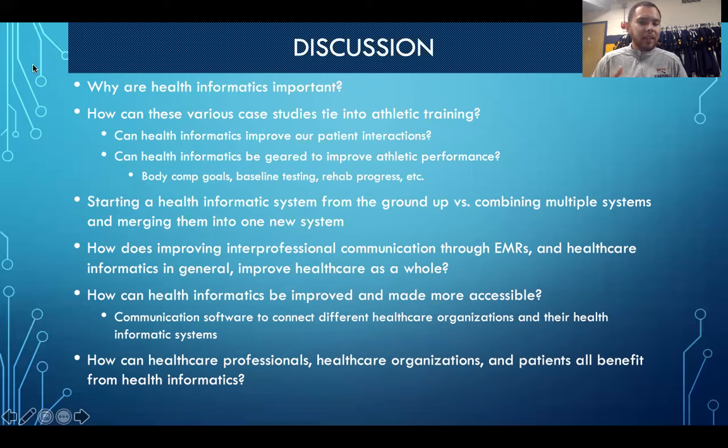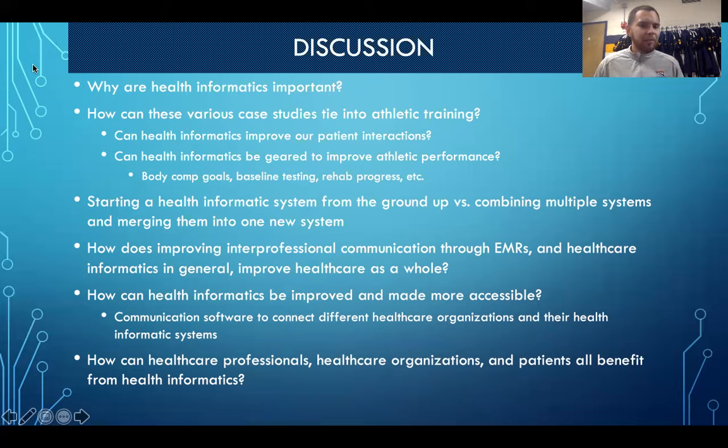How can these various case studies tie into athletic training? That's a very good question. Everything that I've been talking about so far has had to do with hospitals and big healthcare systems. Like, how does that apply to athletic training? We are healthcare professionals as athletic trainers. It's an important thing to realize. We might get overlooked, but we see our patients every day in most settings, and we are sometimes the primary care provider for our athletes and our patients.